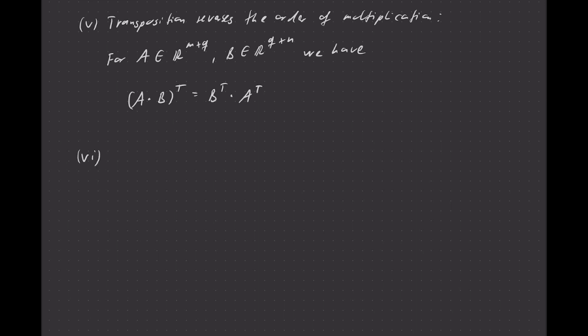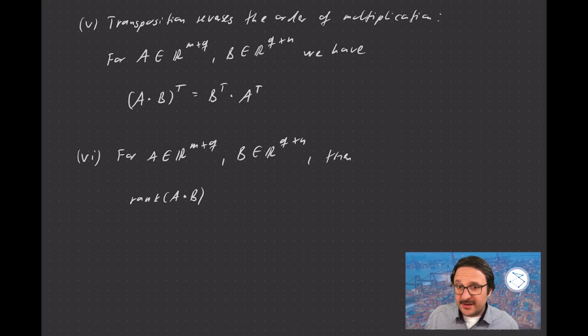And the last point, let's talk about the ranks quickly. So let's say we have two matrices again, A in R^(m by q) and B in R^(q by n). Then the question is, can we say something about the rank of A times B? And the answer is yes, we can, of course, say something about the rank.